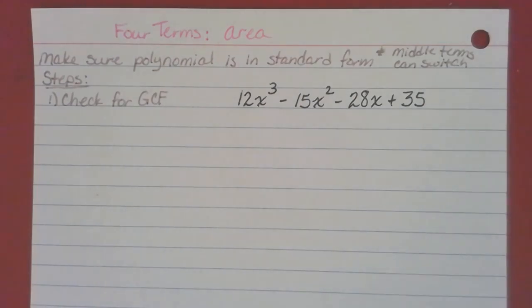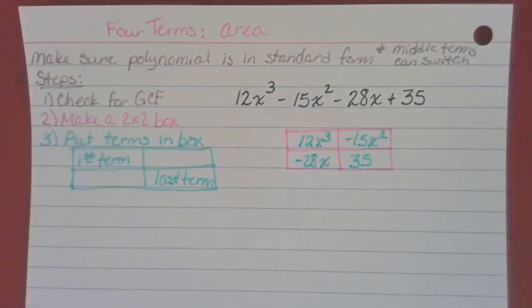So for this problem, we're going to start by making a 2 by 2 box because we need to have 4 boxes because we have 4 terms. Okay, so we've drawn our box. And then we're going to put our terms in the box. Now, the 2 terms that are important as to where they go: the first term has to go in the upper left corner, and the last term has to go in the lower right corner. The middle terms are just going to be in the middle boxes. It doesn't matter which order they are. They're just going to be in that diagonal.